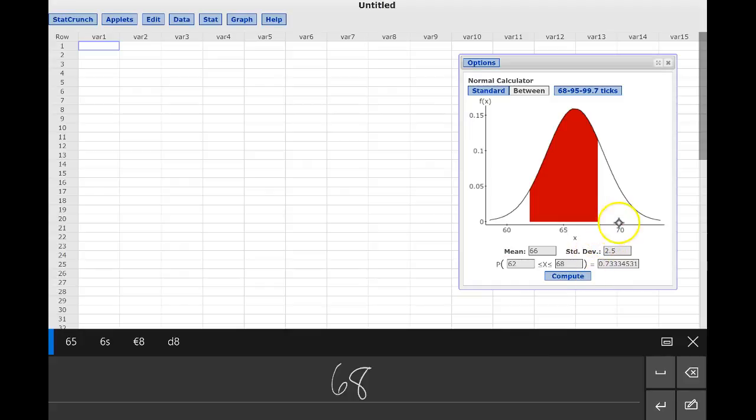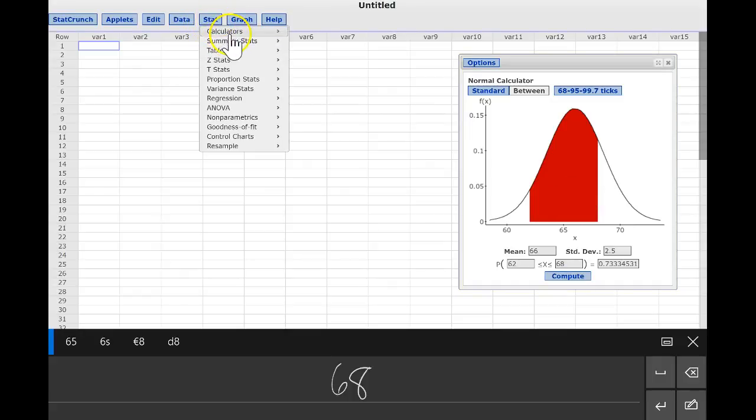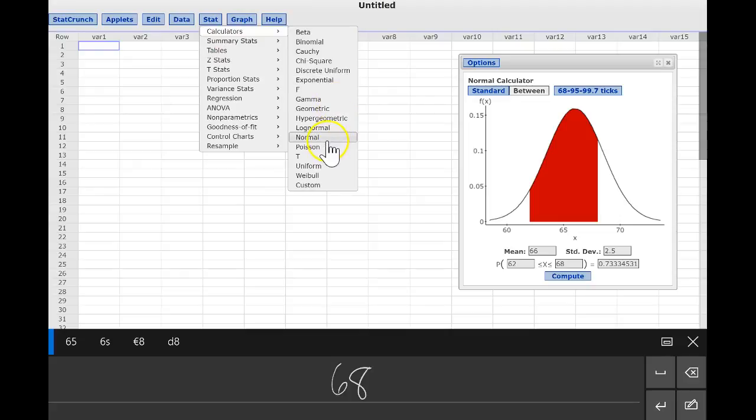All right, so hopefully you've got that StatCrunch calculator open. Again, it's in Stat under Calculators, and you want to go to Normal when you're using a normal distribution. We're going to get some other distributions later, but hopefully this will make things easier for you.